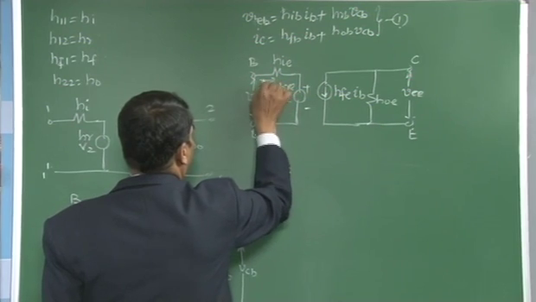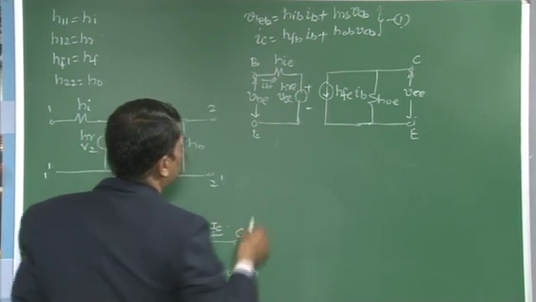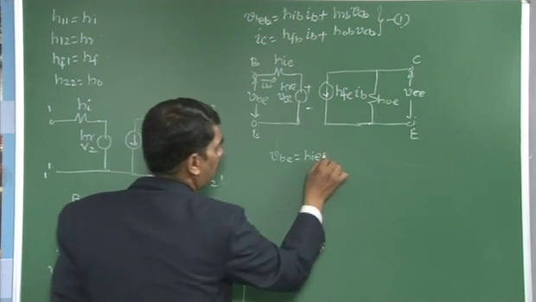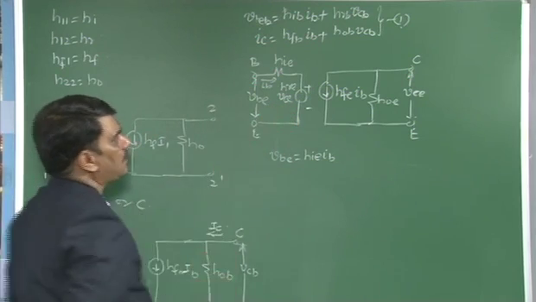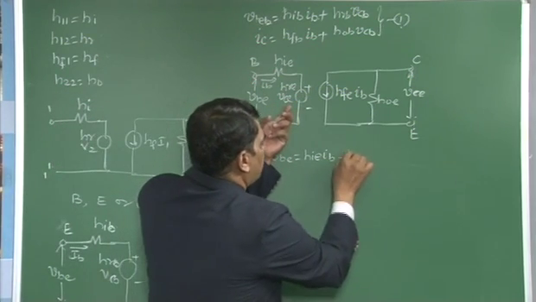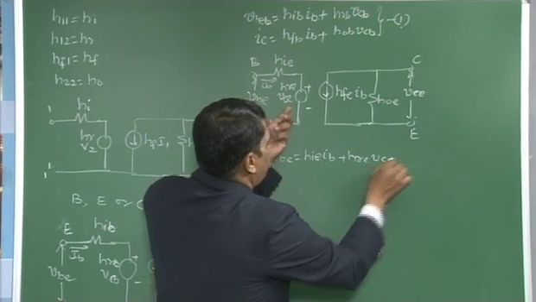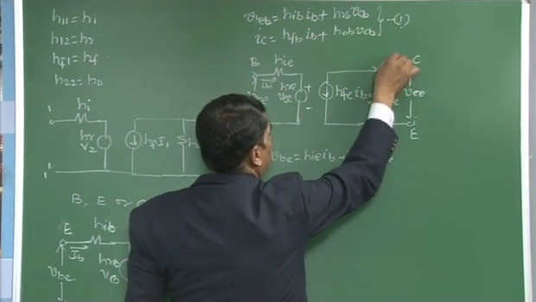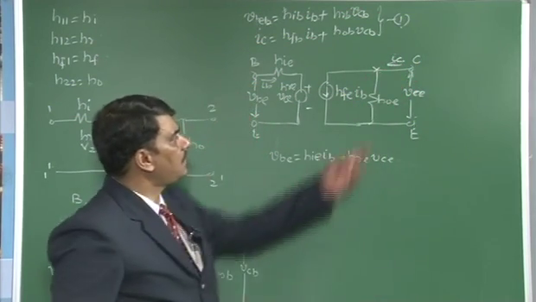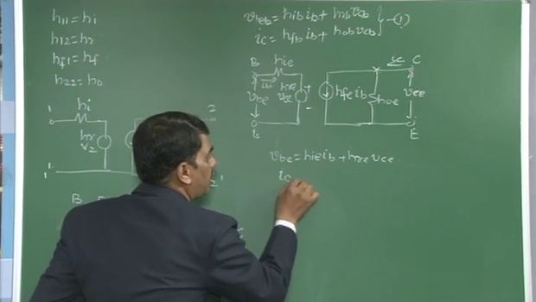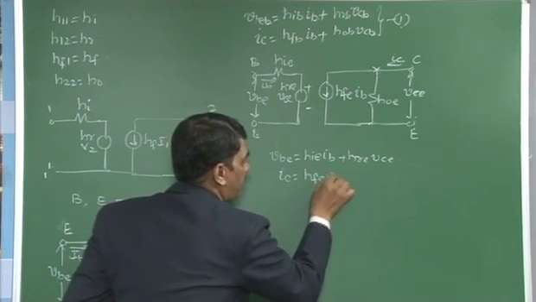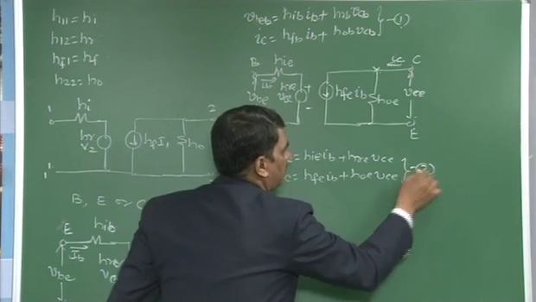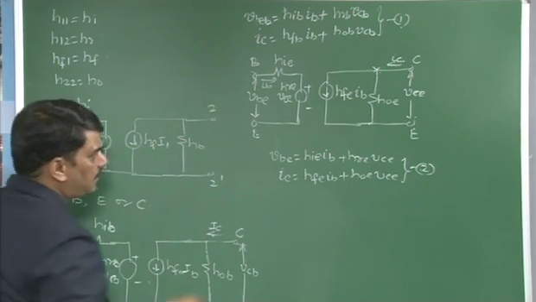If we apply KVL to the input base circuit, VBE is equal to hie IB plus the voltage drop across the constant voltage source, hre VCE. For the output collector, the current flowing is IC. Applying KCL to this node, the collector current IC is equal to hfe IB plus hoe VCE. We will call this set of equations 2.